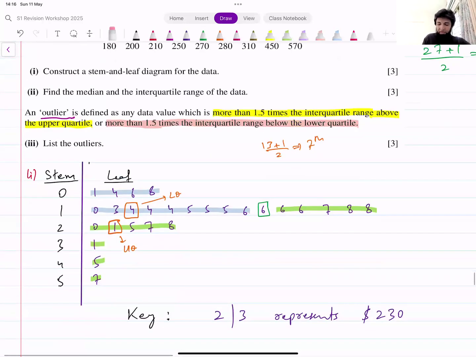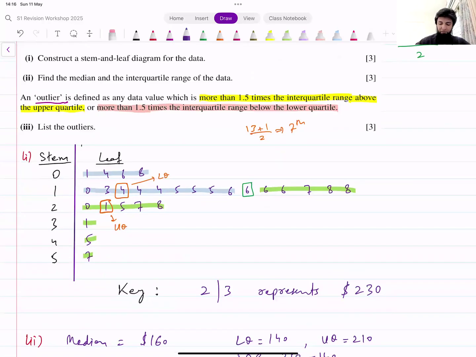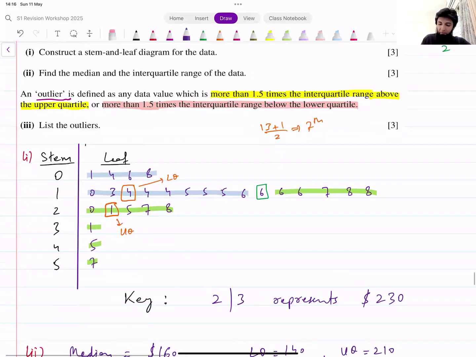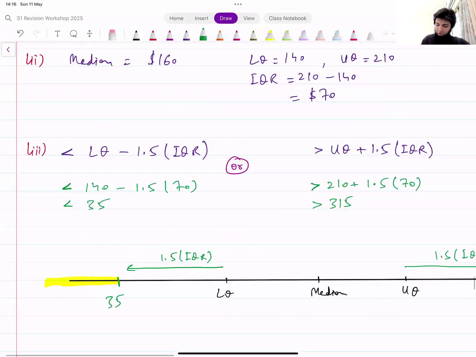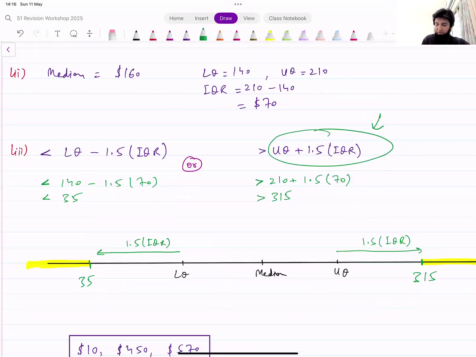More than 1.5 times the interquartile range above the upper quartile. What does that mean? Wherever the upper quartile is, you have to go 1.5 times the interquartile range above it. So the upper quartile plus 1.5 times the interquartile range. If any value is greater than this, that's an outlier. So greater than 315, that's an outlier.